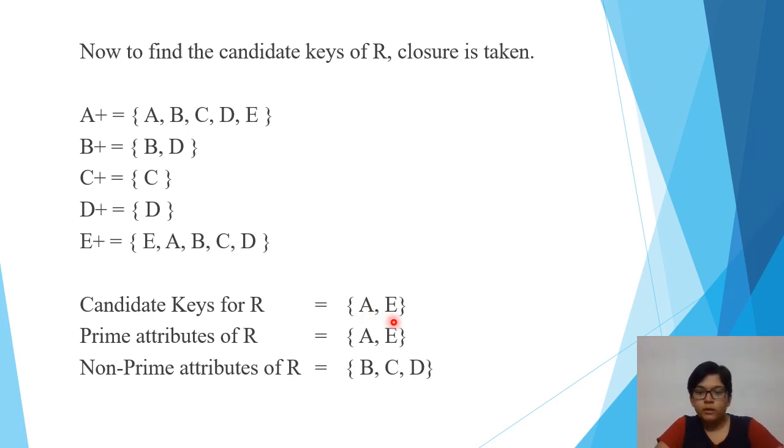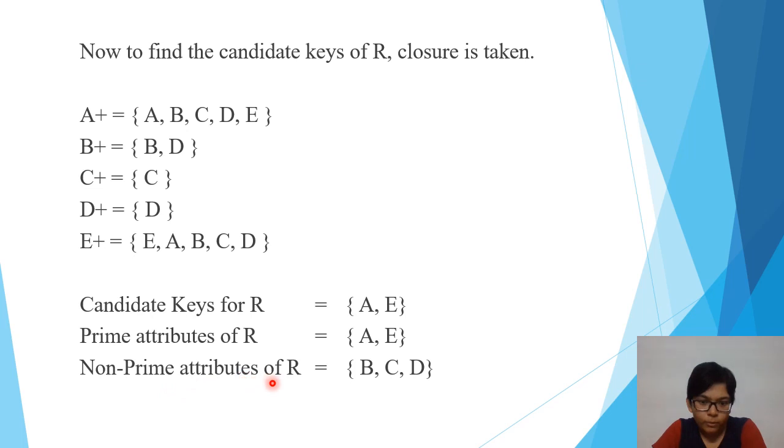A and E individually are the candidate keys, because A can determine all the attributes and also E can determine all the attributes. That's the work of a candidate key: it can determine all the attributes in the table. So A and E are our candidate keys, and prime attributes of R are A and E, because A and E are candidate keys and therefore they have to be the prime attributes.